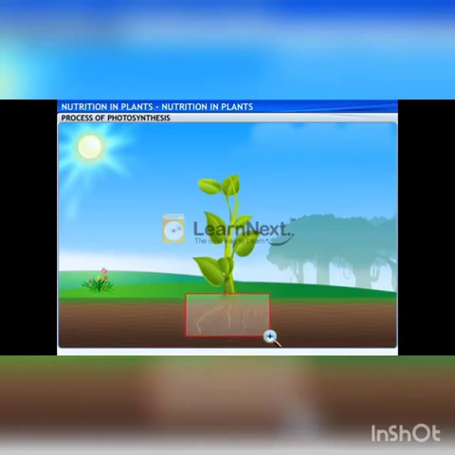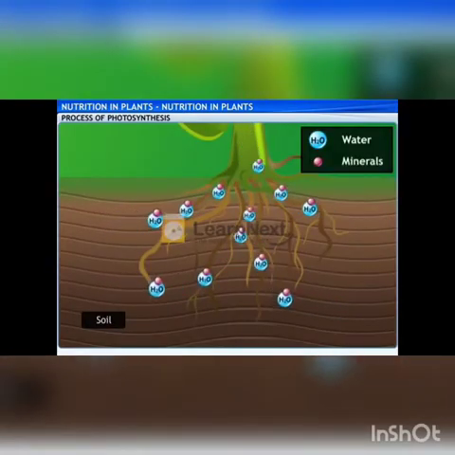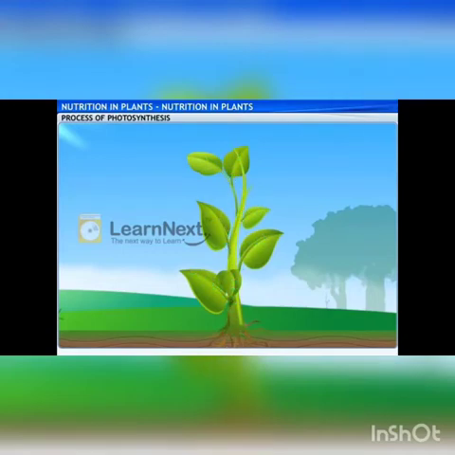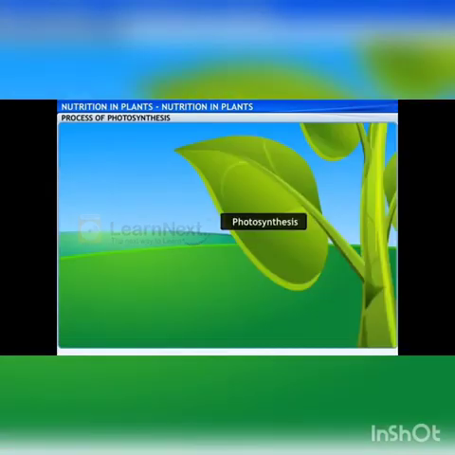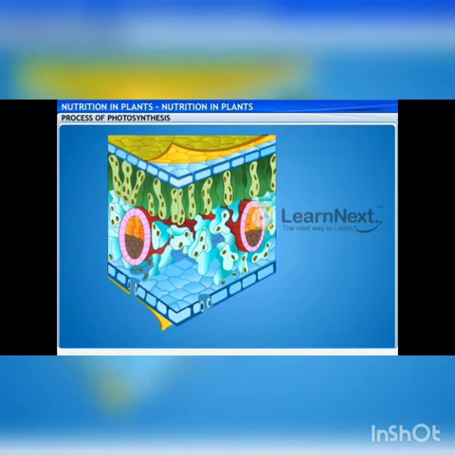The roots help by absorbing water and minerals from the soil. The stem or trunk helps by conducting water and minerals to the leaves. However, the actual process of photosynthesis takes place in the leaves. If we take a section of the leaf, we see that it is a complex structure divided into a number of layers.